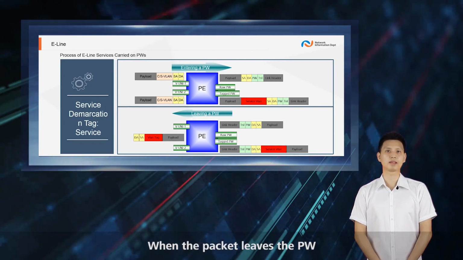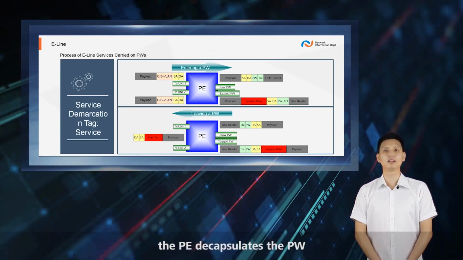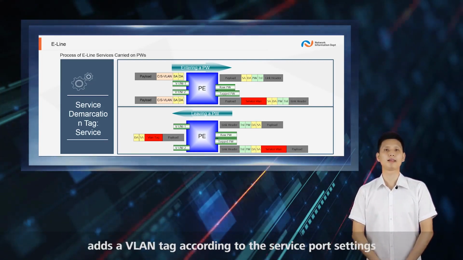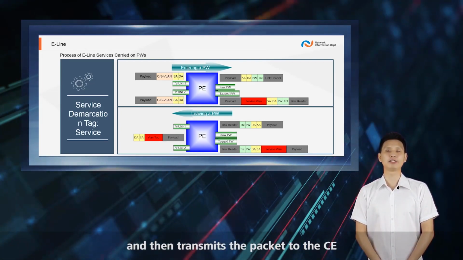When the packet leaves the PW, the PE decapsulates the PW, adds a VLAN tag according to the service port settings, and then transmits the packet to the CE.